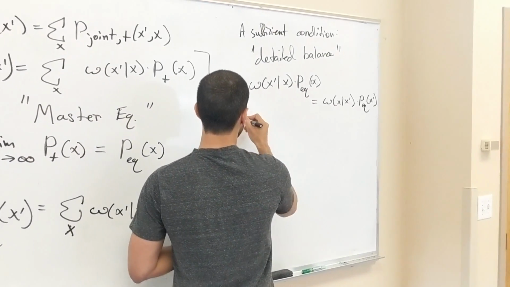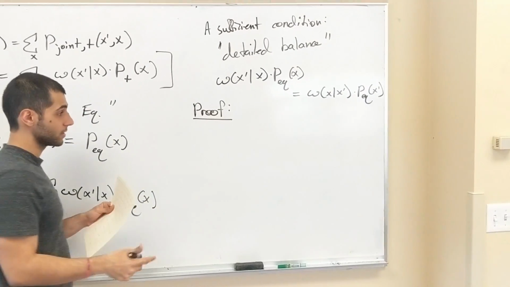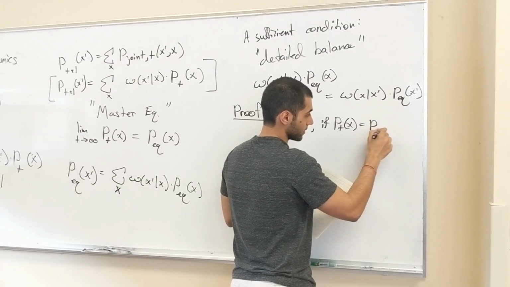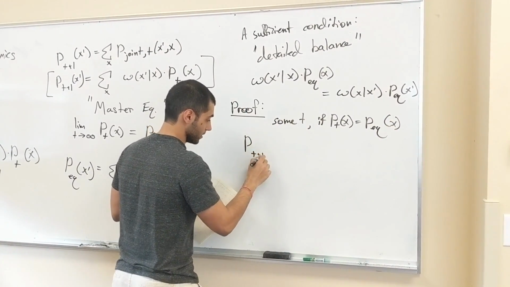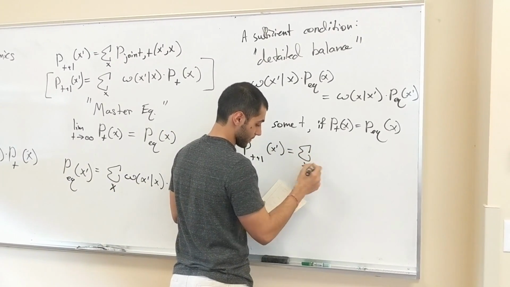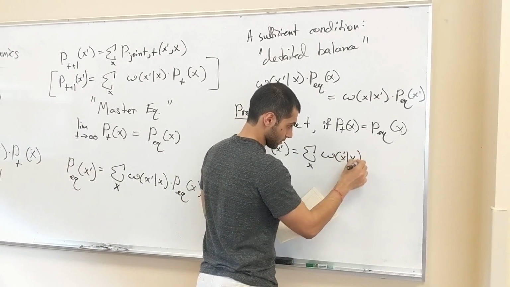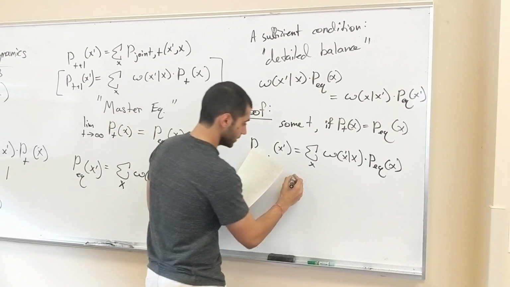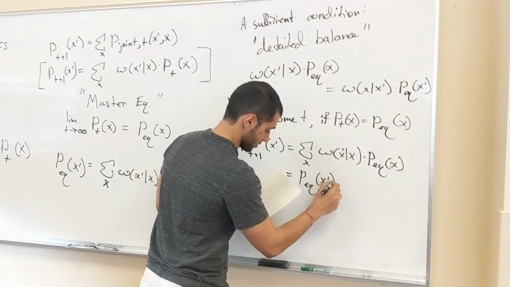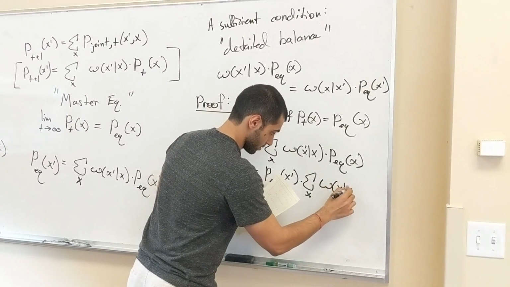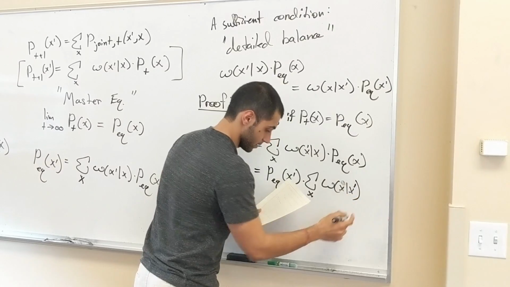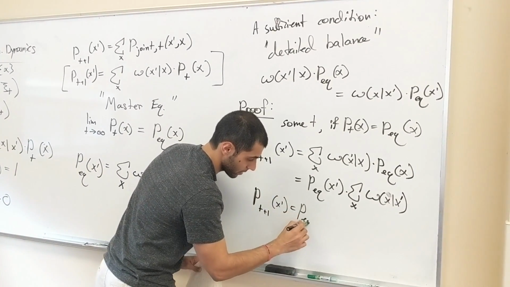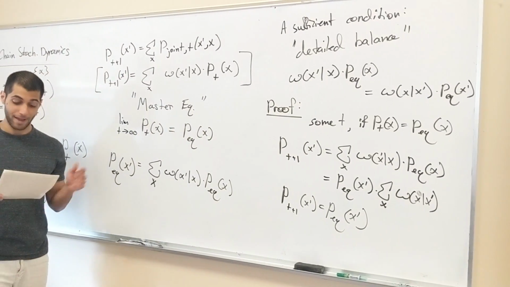So now we can prove that there is a stationary distribution. So given some t, if p_t of x equals the equilibrium distribution, then p_t plus 1 of x prime equals the same. You just plug it into our master equation. Now, using our detailed balance condition, we see we could write this as this. Sum over x. This sum has to go to 1. So we just get that p_t plus 1 of x prime equals the equilibrium distribution. So the master equation does have a stationary distribution.